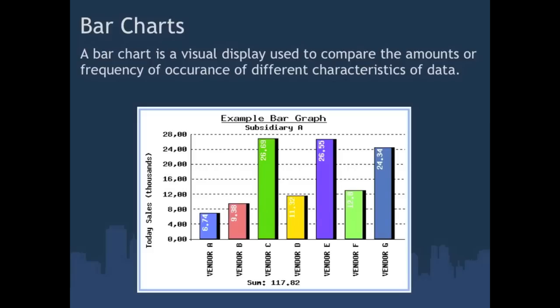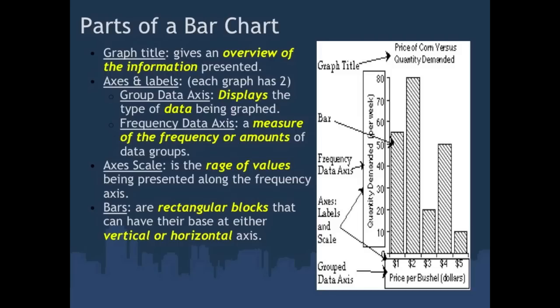The next type of project network diagram we're going to look at today are bar charts. Bar charts present a very easy and clear visual display of simple data. We're going to take a look at what some of the parts of a bar chart are. At the very top, there is the graph title. It gives an overview of the information that's being presented.